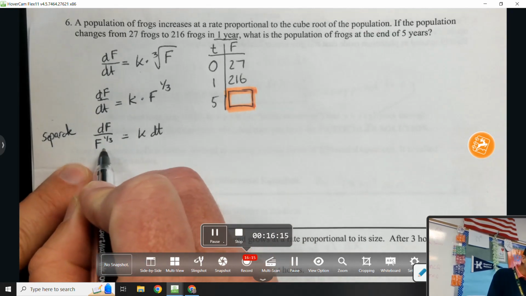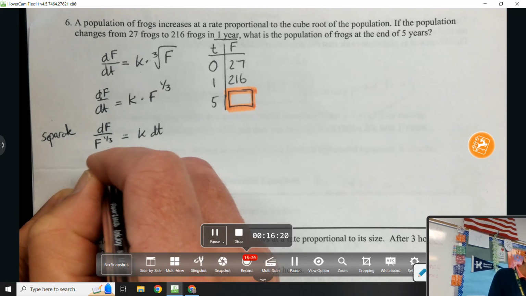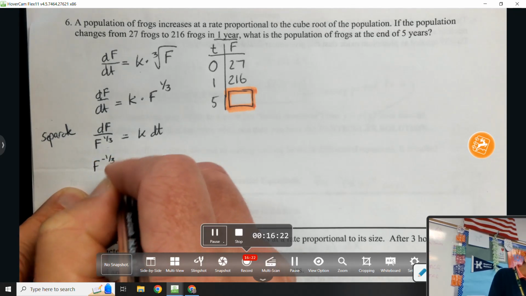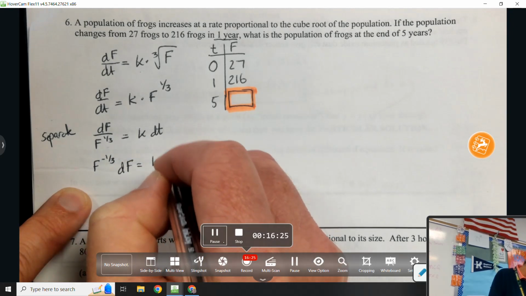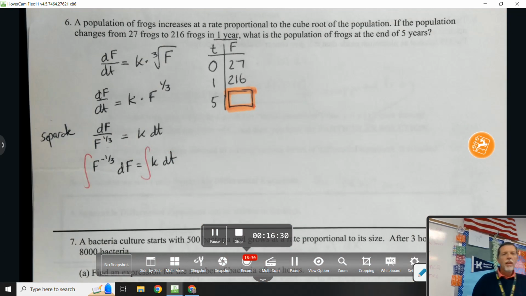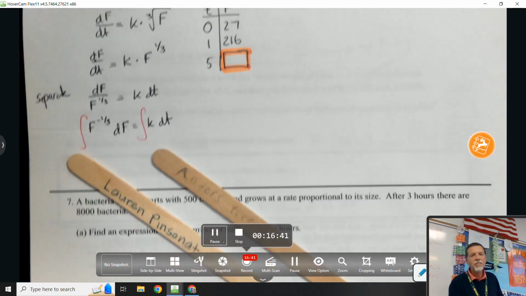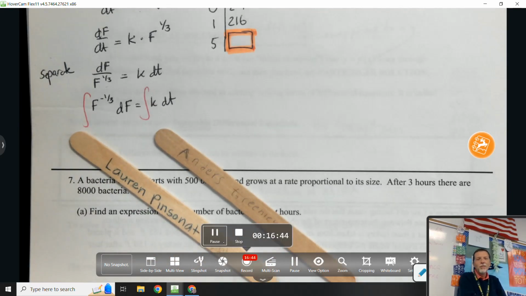Now we're sort of ready to integrate. I don't really like f to the 1/3 in the bottom, so I'm going to write that as f to the negative 1/3. That way when I integrate, things are a little easier. Okay, speaking of integration, Lauren, on the left-hand side, what's the antiderivative of f to the negative 1/3?